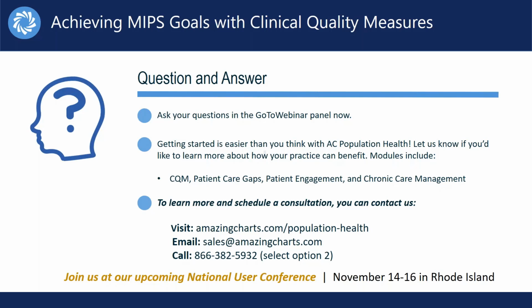So is there a cost? Yes, we actually split all of this up into modules. For example, the CQM module that I showed you is $45 per month per provider. All the other modules have different costs associated with them. If you need more information, feel free to reach out to sales, and they can give you the whole breakdown.